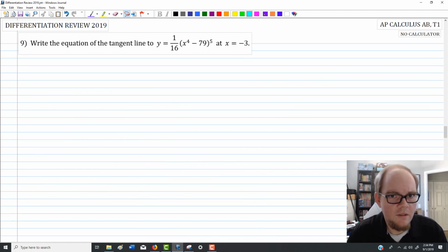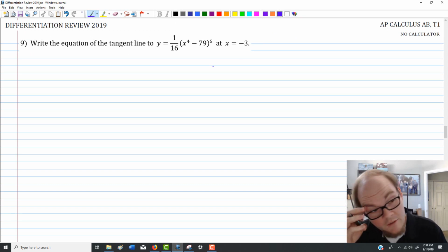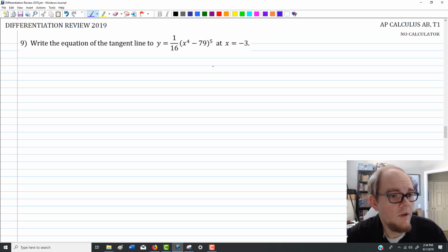So that brings us next to question number 9. Question number 9 has just been fixed. So question number 9 asks you to write the equation of the tangent line to y equals this function that has some powers to raise to a power. Some sort of behavior inside the function too, so we'll keep that in mind in just a second. And it says it wants it at x equals -3.